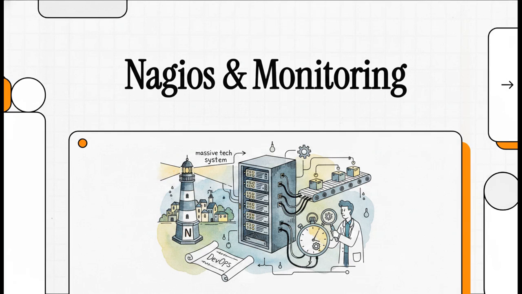Welcome to this explainer on Nagios and continuous monitoring. Today, we're diving into the absolute bedrock of server health and infrastructure oversight. Because let's be real, if you've ever wondered how massive tech systems stay online 24/7 without crumbling, or how teams actually manage to avoid those dreaded 3 a.m. server crash alerts, you are definitely in the right place. We're going to break down exactly how automated monitoring works behind the scenes.